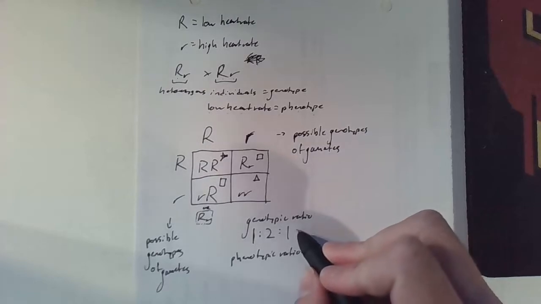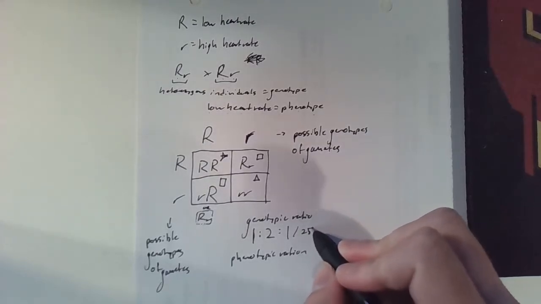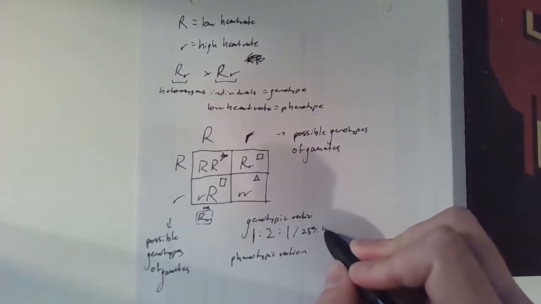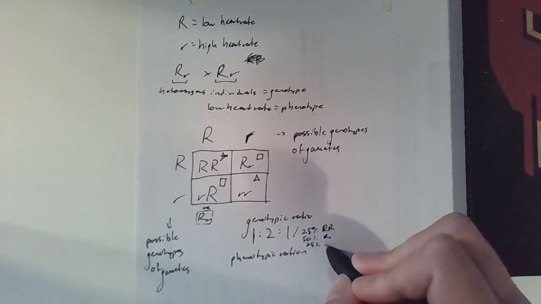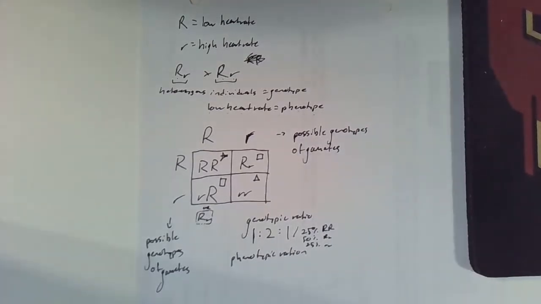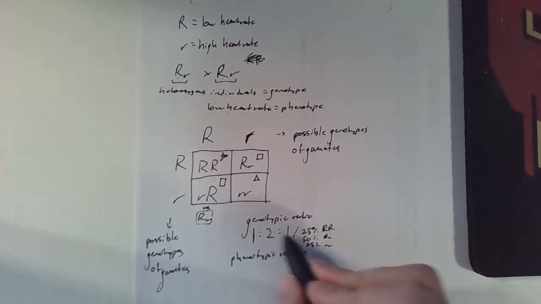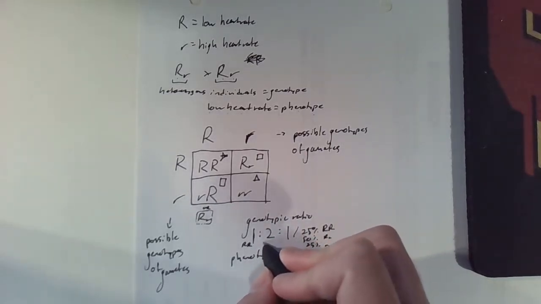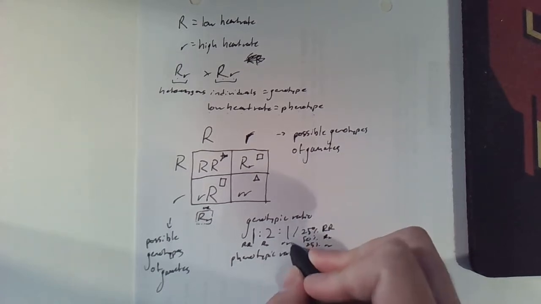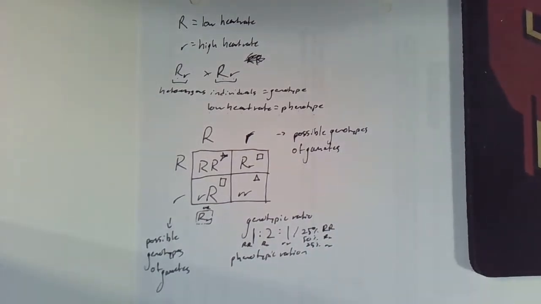You could also write it as like a 25% chance of homozygous dominant, a 50% chance of heterozygous, or a 25% chance of homozygous recessive. That is also completely okay. If you wrote in the numerical ratio like this, I would encourage you to define what each of these numbers are representing. Otherwise, you're just writing numbers that have no meaning.